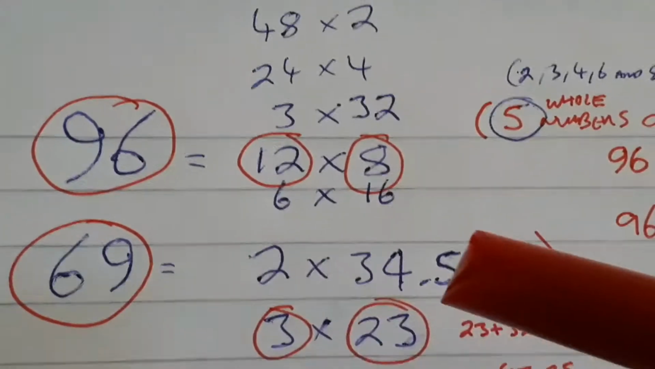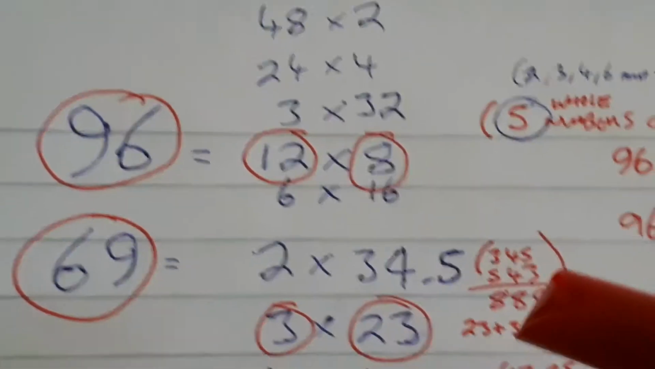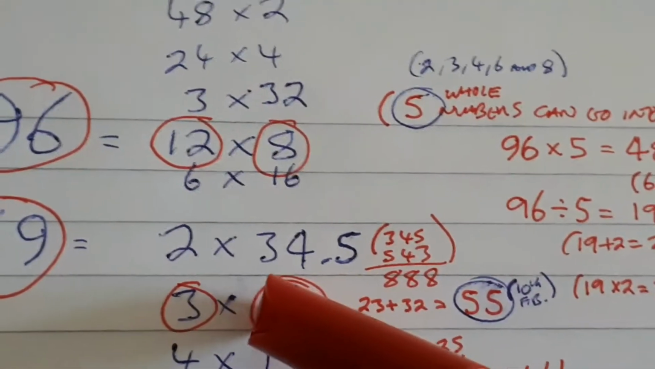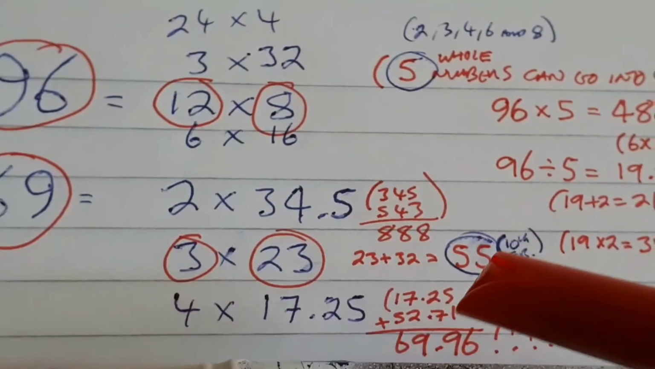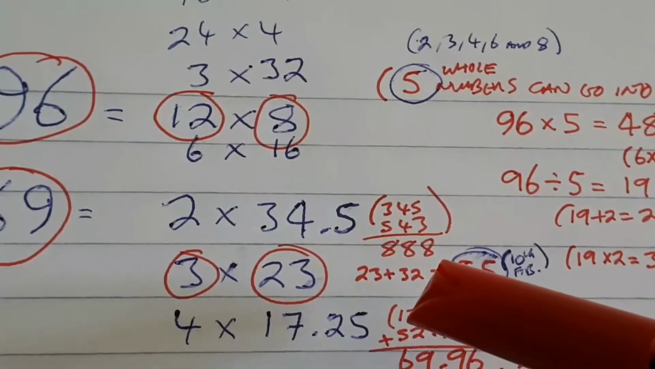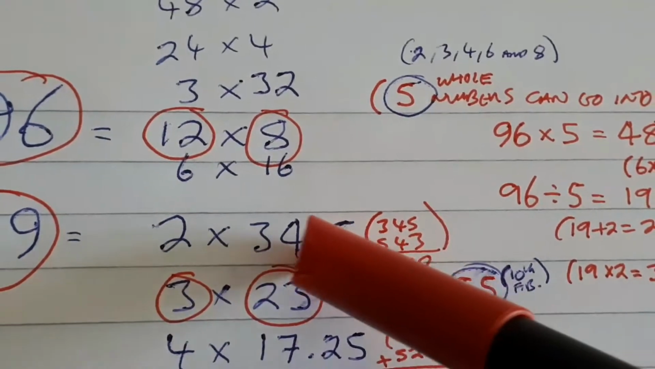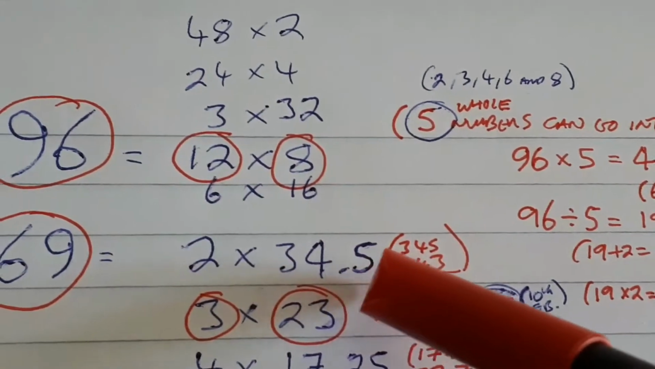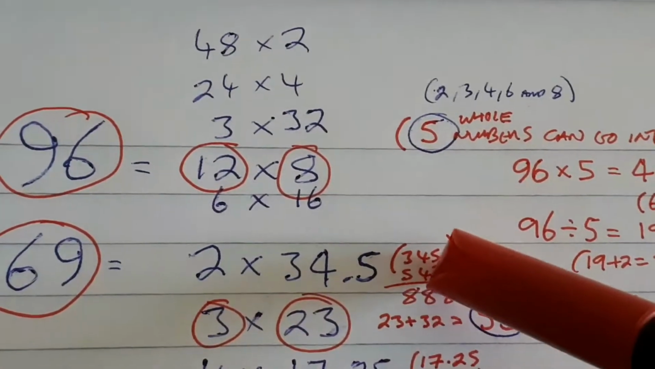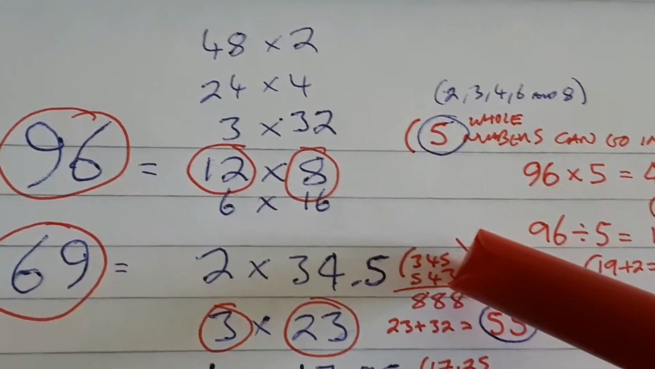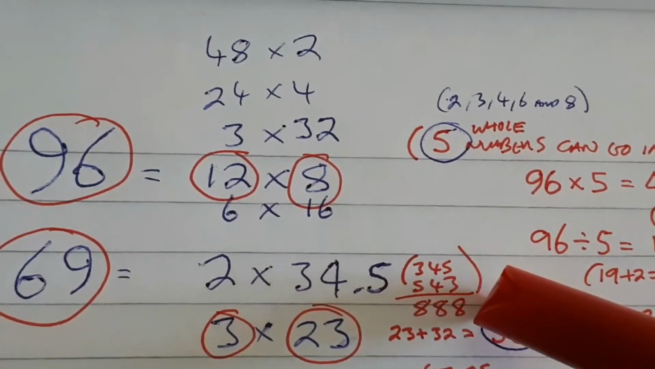And 69, it's only divided by 3. That's the only number that it can be divided by in a whole number. Interestingly, 2 times 34.5 is 69. 345 plus its mirror 543 is 888.